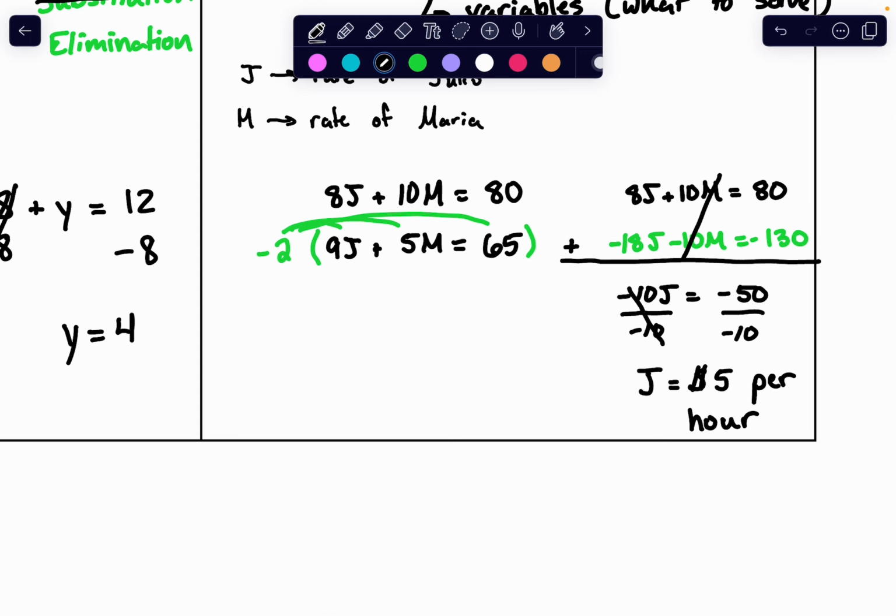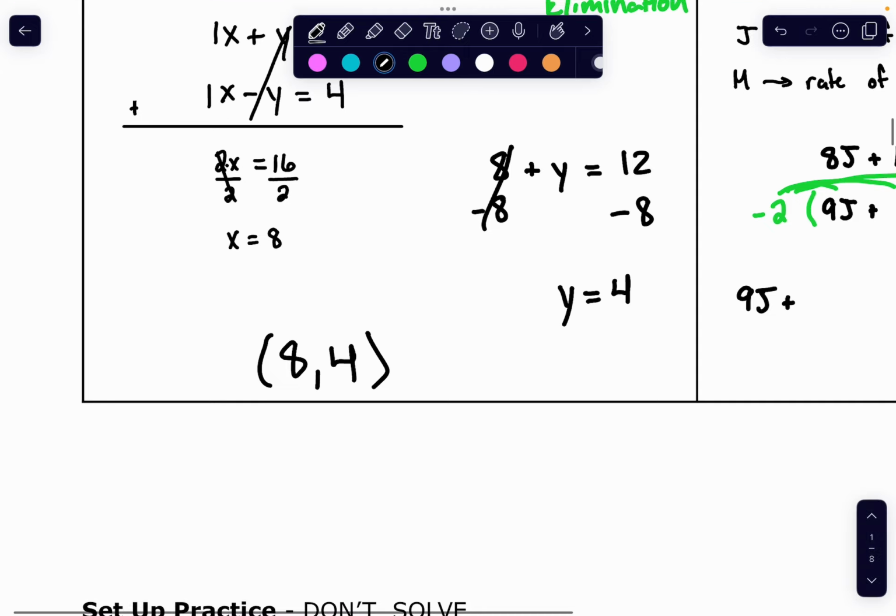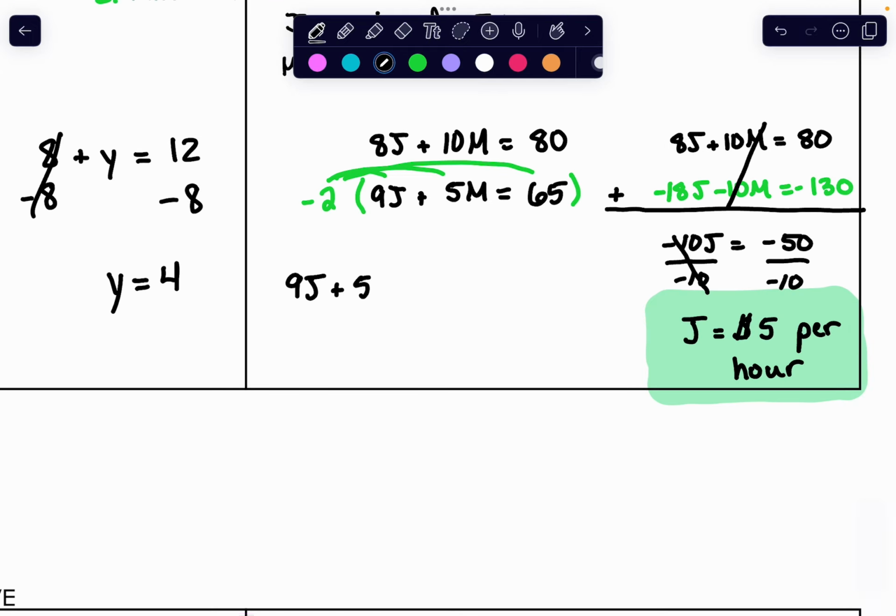From there, we are not done, sadly. That's half of our answer now. Let's go get M. I'm going to do the equation that probably has the smaller numbers, so I'm going to go to the bottom one, just because it's less likely to make a mistake. And then I plug in $5 per hour for J, right there. J comes out, 5 comes in. And now it's time to solve for M.